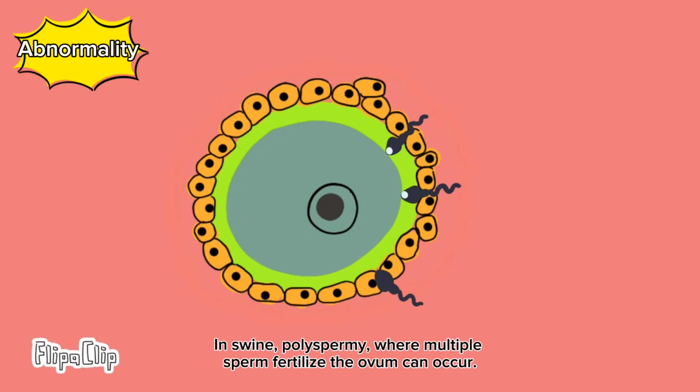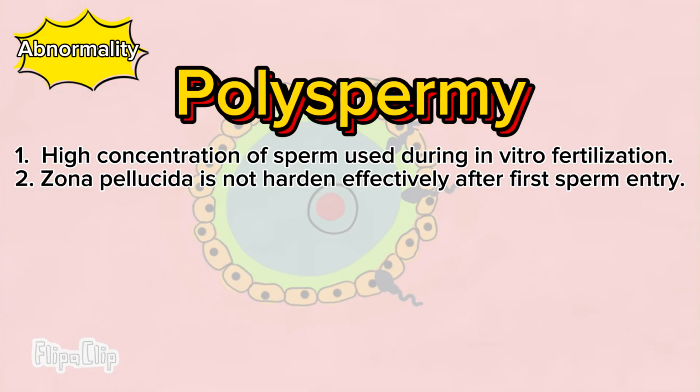In swine, polyspermy, where multiple sperm fertilize the ovum, can occur. This is more common during in vitro fertilization, as the high concentration of sperm used exceeds natural levels. Additionally, the swine's zona pellucida may not always harden effectively after the first sperm entry, allowing other sperm to penetrate.